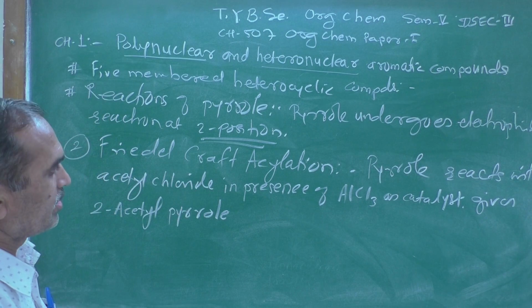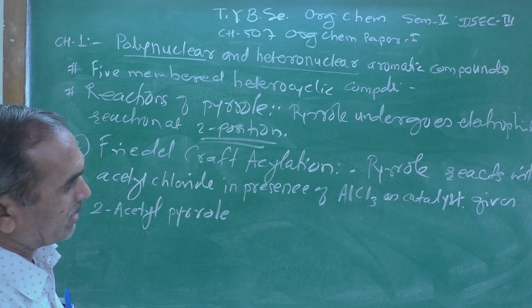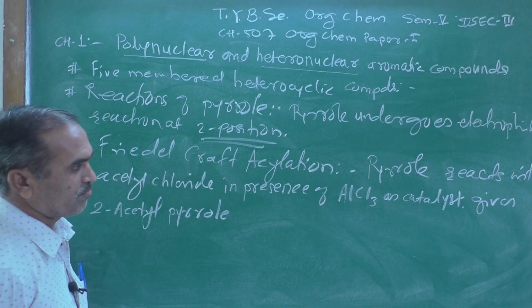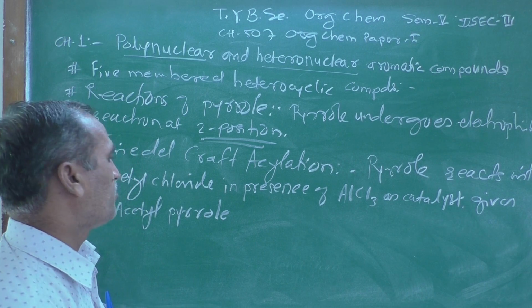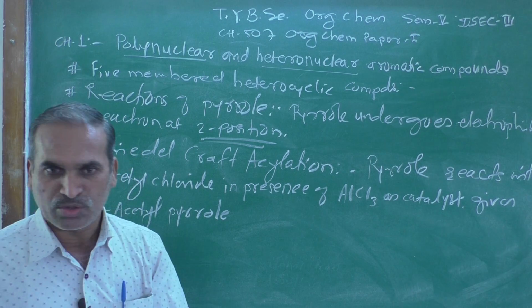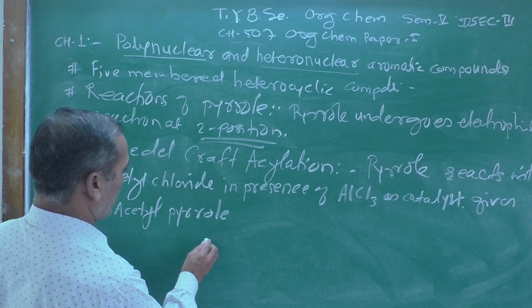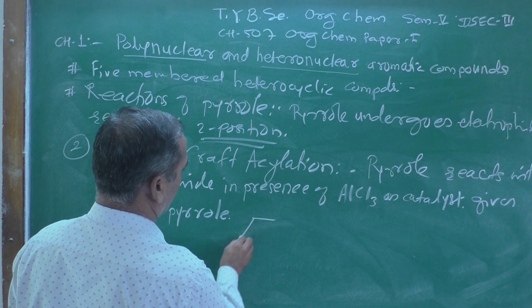So that is a speciality of that specific catalyst. Pyrrole reacts with acetyl chloride in presence of AlCl3 as a catalyst, gives 2-acetyl pyrrole. And everybody knows the structure of pyrrole. The structure of pyrrole I am showing over here. See the structure of pyrrole.